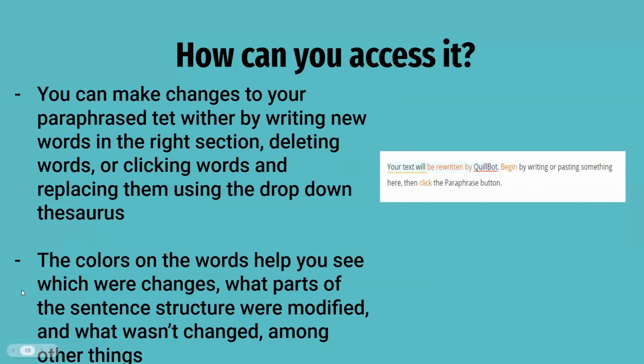Next slide. If you want to make changes to your paraphrase text, you can simply edit it in the right section. The colors help you see what was changed and what wasn't changed. After you make your change, you can still click in the very bottom right of the section the copy all button to copy the changed stuff. Next.